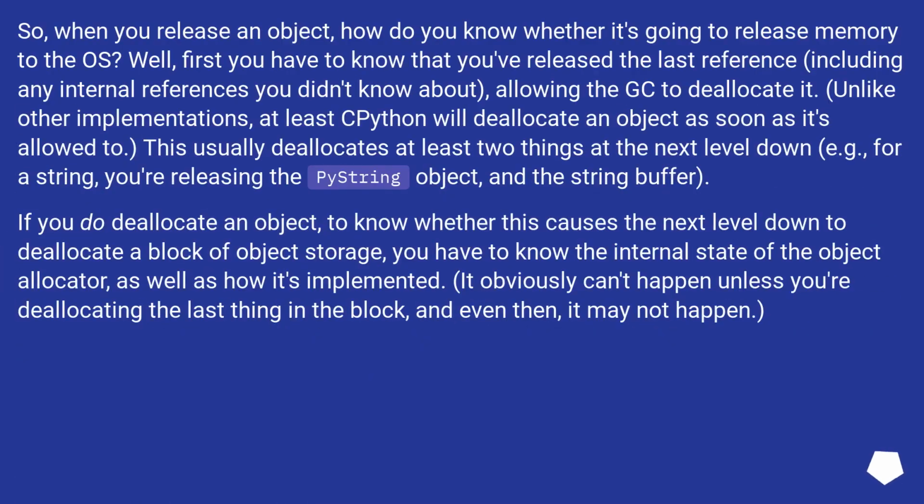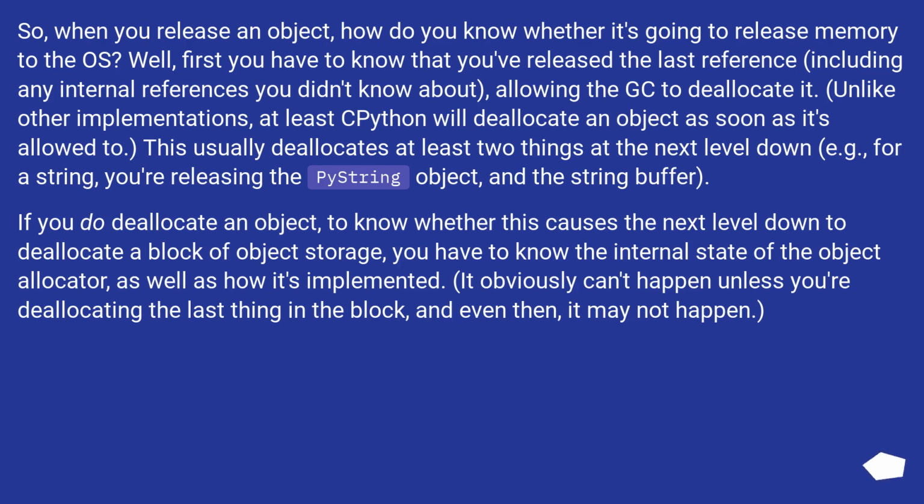So, when you release an object, how do you know whether it's going to release memory to the OS? Well, first you have to know that you've released the last reference, including any internal references you didn't know about, allowing the GC to deallocate it. Unlike other implementations, at least Python will deallocate an object as soon as it's allowed to. This usually deallocates at least two things at the next level down.